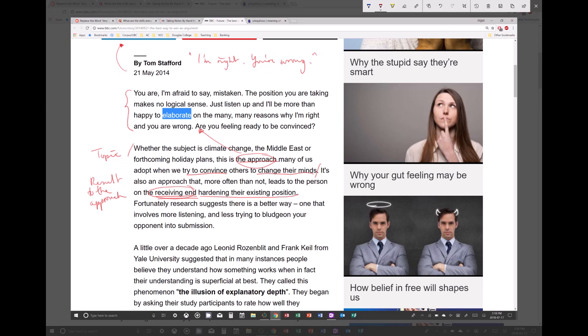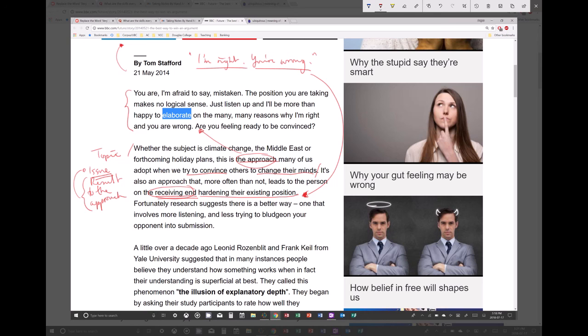Okay, now this also talks about the issue. So the issue here is that most people seem to take the approach of saying that I'm right and you're wrong to tell them to change their mind, because you assume that they're wrong and you try to convince them that they're wrong. And the issue with that is, instead of changing their mind, you're actually making them believe their opinion even more.